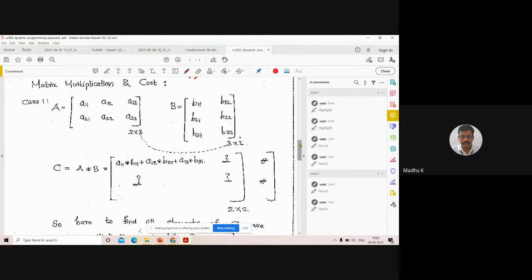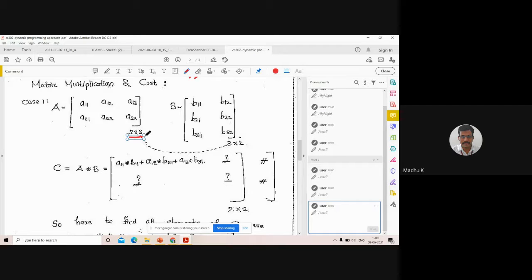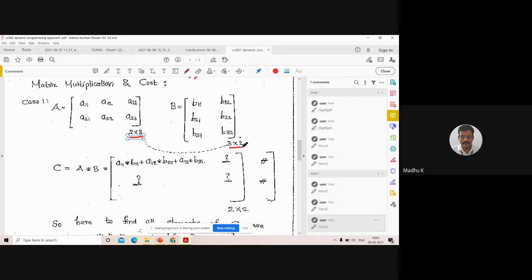So I'm considering 2 examples. The first case is matrix A, and its order is 2 by 3. You can note the order. Another matrix B is there, and its order is 3 by 2. So what should be the basic condition for multiplication? This should be the same.